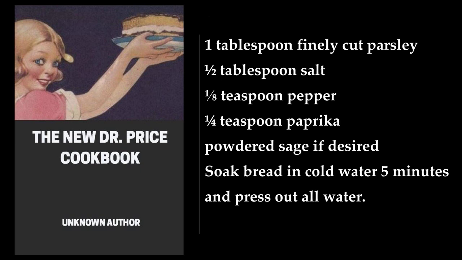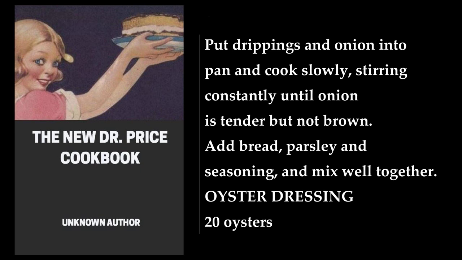Soak bread in cold water 5 minutes, and press out all water. Put drippings and onion into pan and cook slowly, stirring constantly until onion is tender but not brown. Add bread, parsley and seasoning, and mix well together.